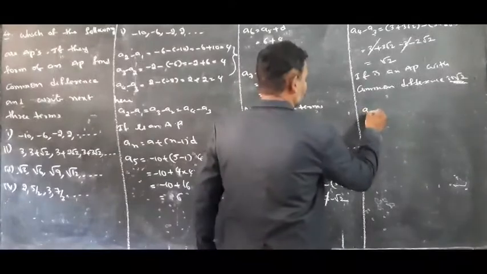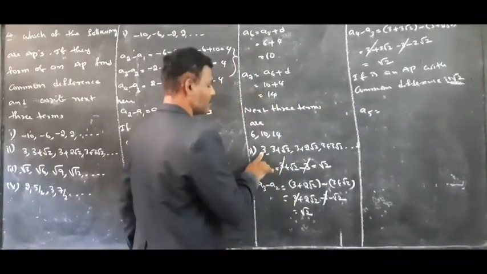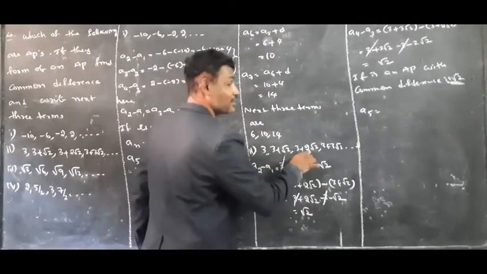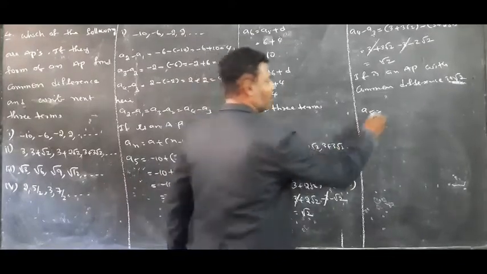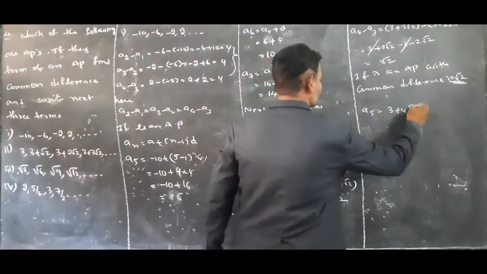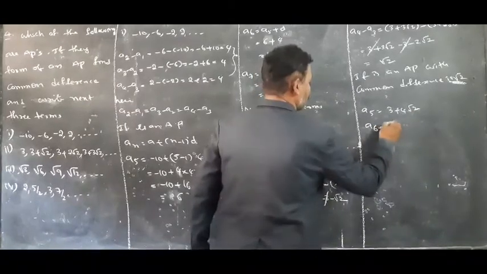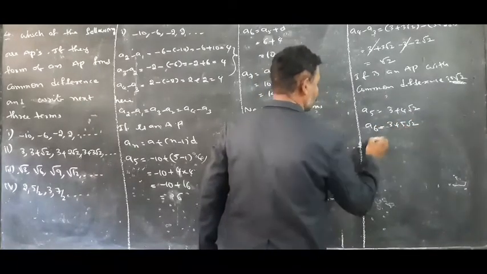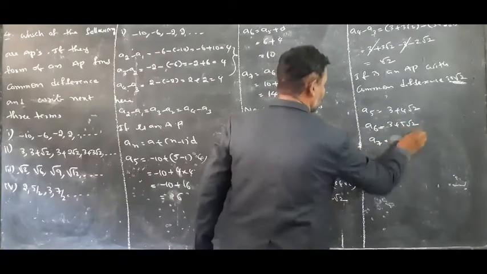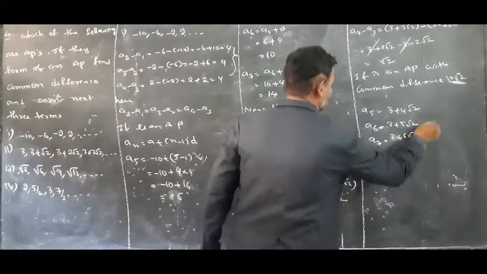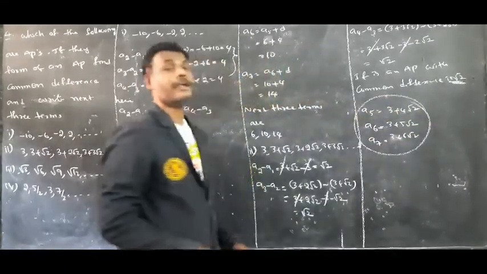See here: 3, 3 plus root 2, 3 plus 2 root 2, 3 plus 3 root 2. Next one 3 plus 4 root 2. Next one 3 plus 5 root 2. Next one 3 plus 6 root 2. So these are the required next 3 terms.